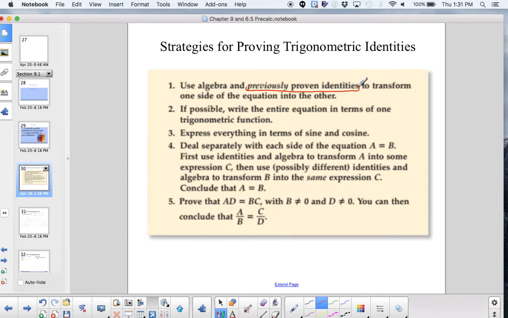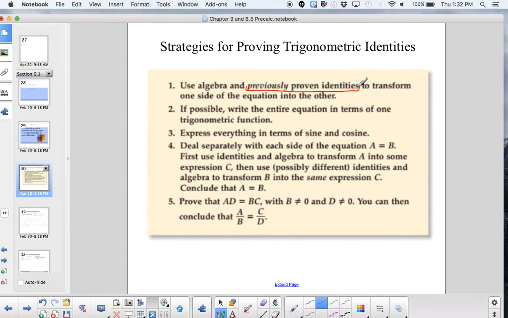Another thing, for the second one, write the entire equation in terms of one trigonometric function, and that's a strategy that will sometimes lead you to something like number 1. So maybe if you have sine, cosine, and tangent, maybe you want to transform that to just sine or cosine, or it depends on each one and what you are able to do. And then number 3, express everything in terms of sine and cosine. So numbers 2 and 3 are sort of the same there.